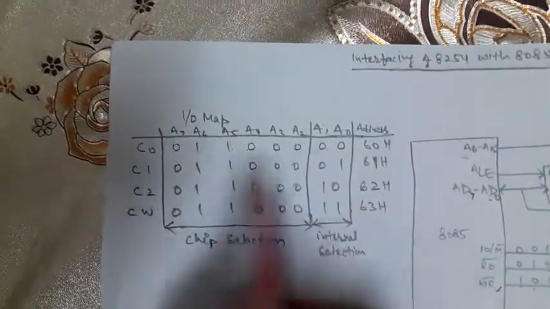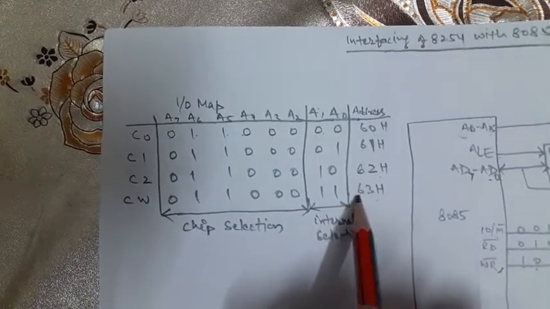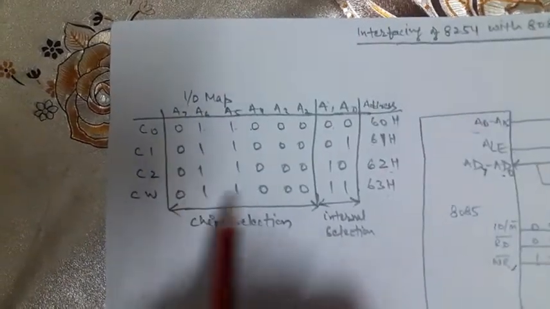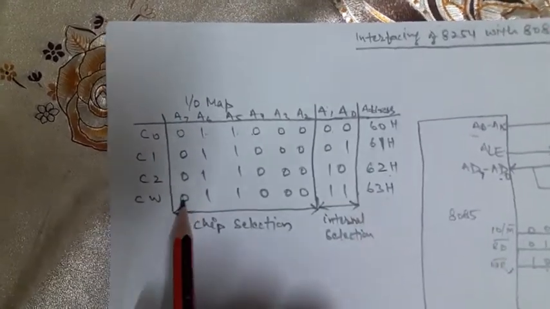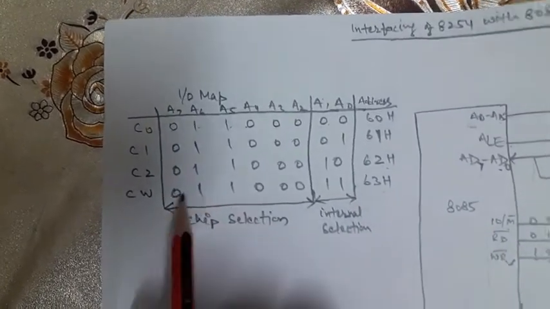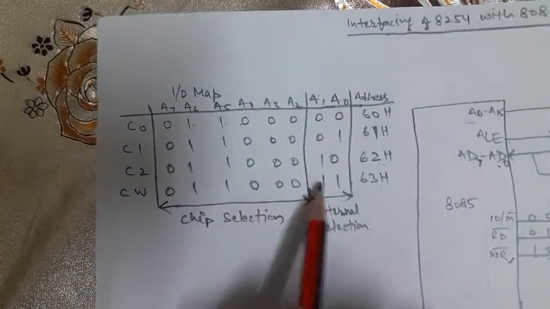Now when we expand 61, 62, 63, I have written the expanded versions of all these. You can write them easily. You know how to write 63 in binary: hexadecimal 63 is 0110 and 0011.